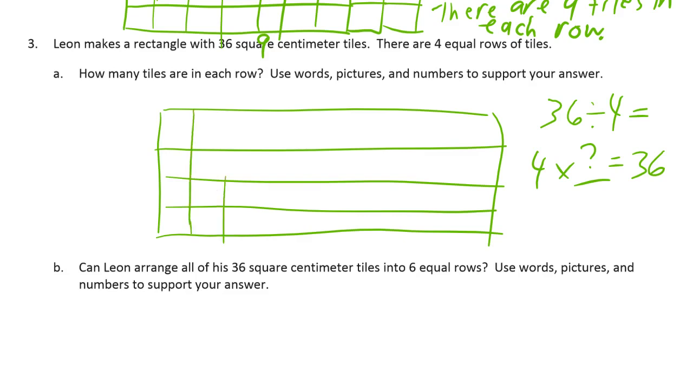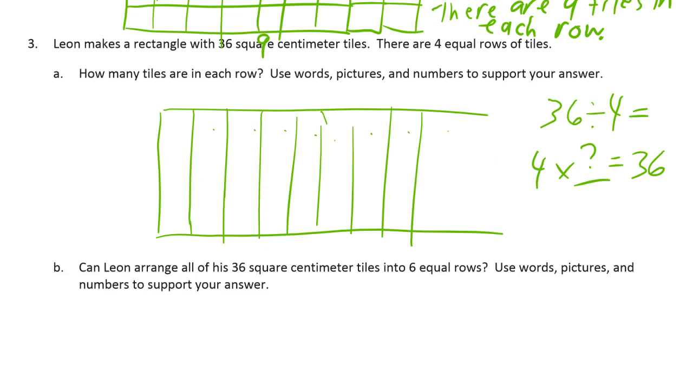4, 8, 12, 16, 20, 24, 28, 32. Is that 36 already? 1, 2, 3, 4, 5, 6, 7, 8, 9. Yeah, it is. So my last row is kind of wide, but I can, oh, I didn't want to do that. I can fix it. Now I have to redraw all of that.